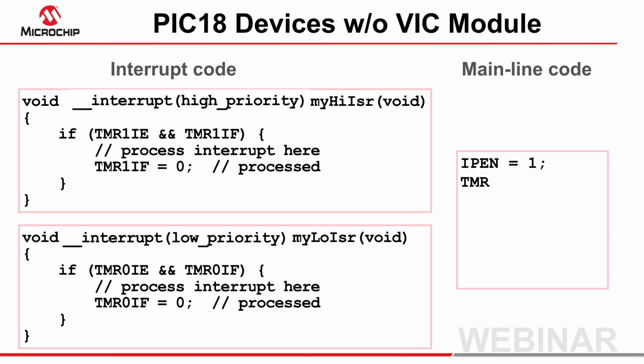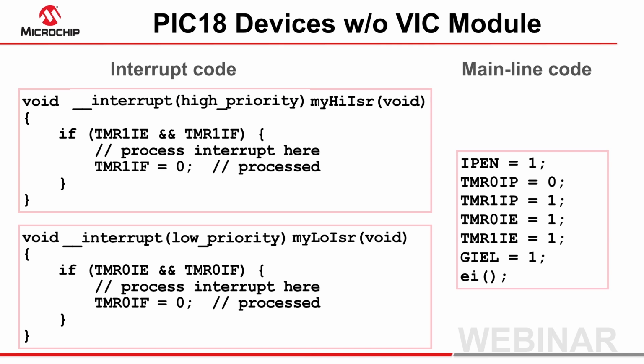In mainline code, you should assign priorities to the peripherals you are using, enable the peripheral interrupts, and when ready, set the global interrupt enable bits. Two in this example, since both priorities have been used.